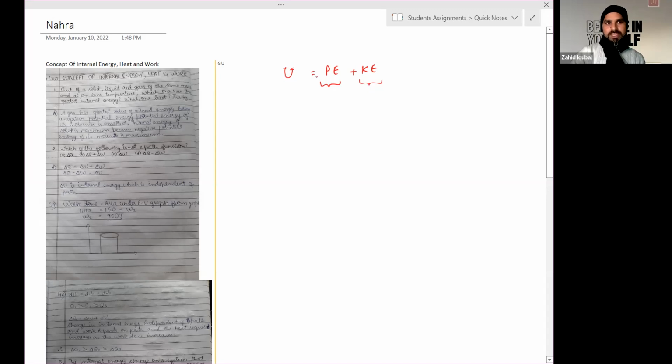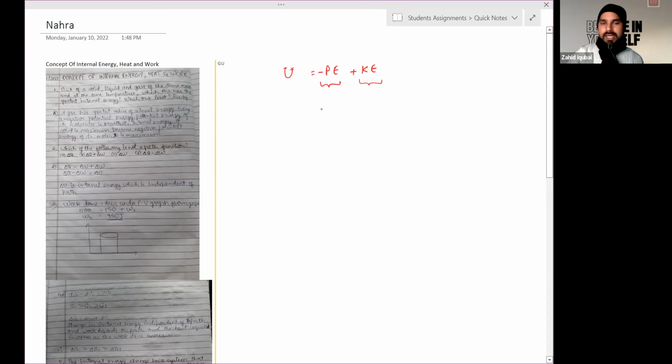So which one of these three different states will have the greatest interaction between particles: solid, liquid, or gas? You will say solid, since the particles are tightly packed with one another. So it will have maximum force of attraction between them, so it will have maximum potential energy. Maximum potential energy means maximum negative potential energy, so it will tend to decrease the overall internal energy of that particular system.